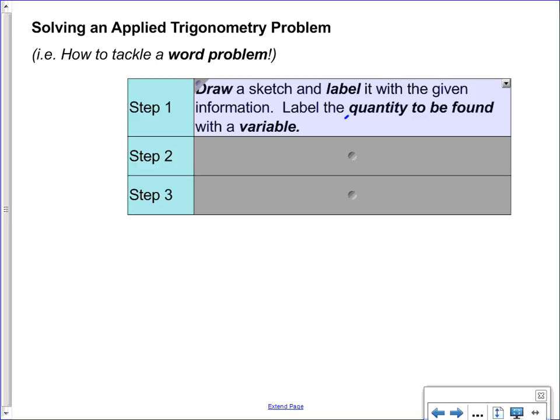Draw a picture and then label what you got. Use variables to label quantities that you need to find.